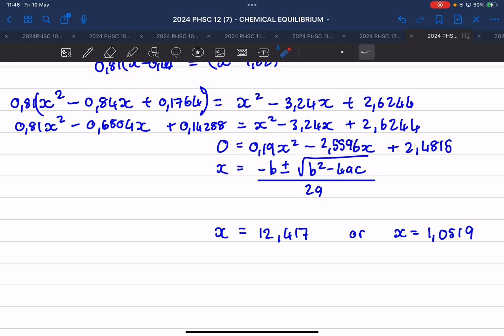So let's logically think about this. It's either 12 or 1 mole. I just want someone to check the values that I get. I got 12.4, same. It's small decimal places that differ, but what did you get for your second value? I get 1.0. Okay, so we do get two positive values.